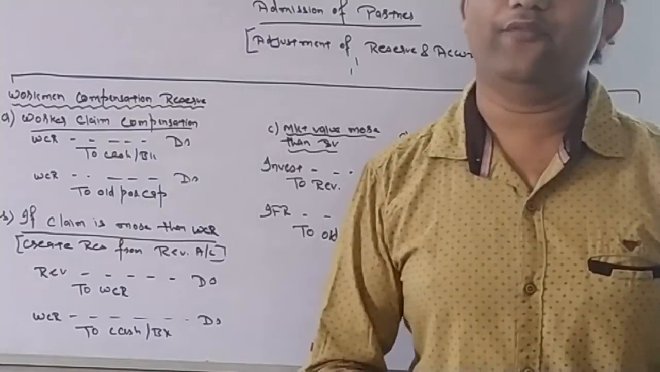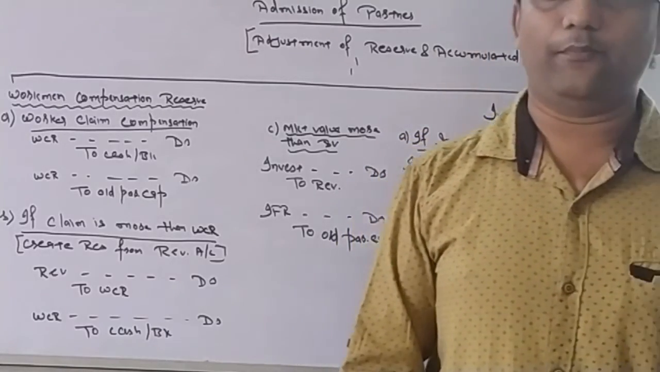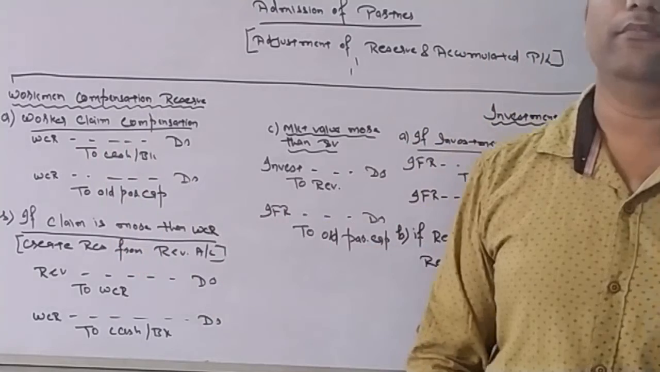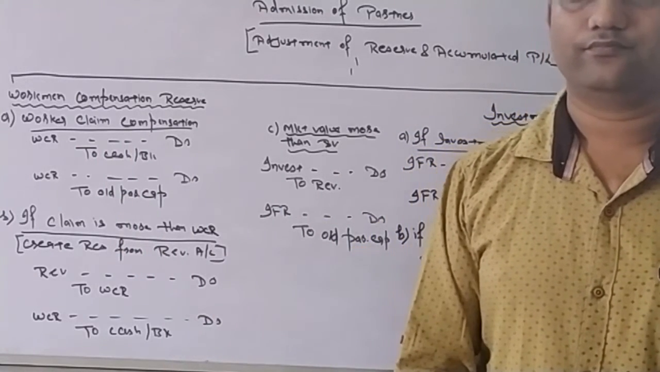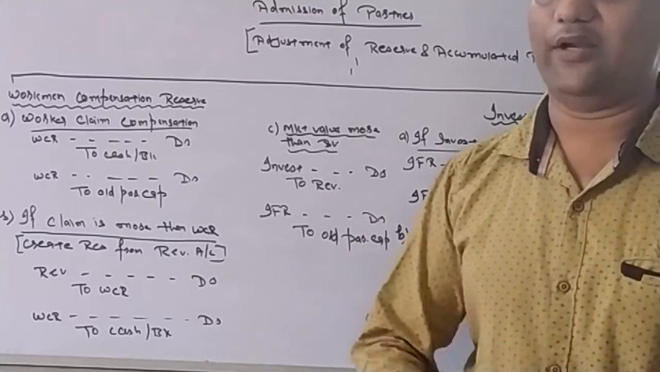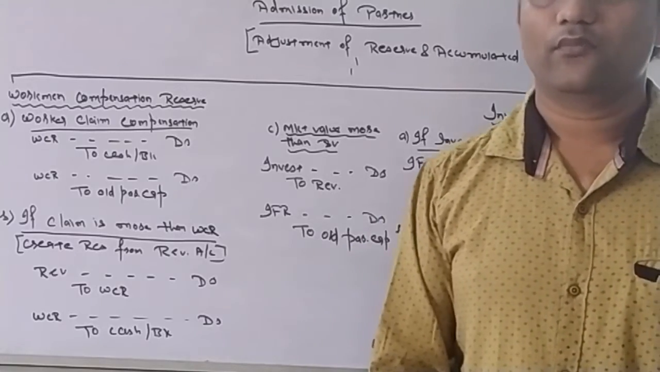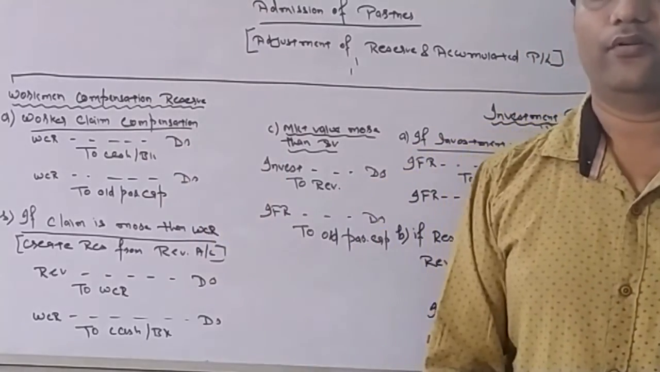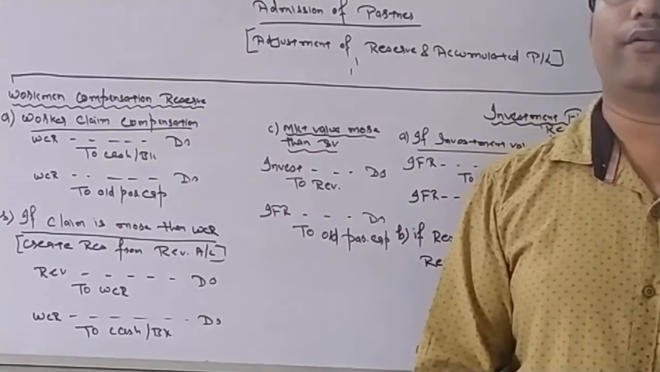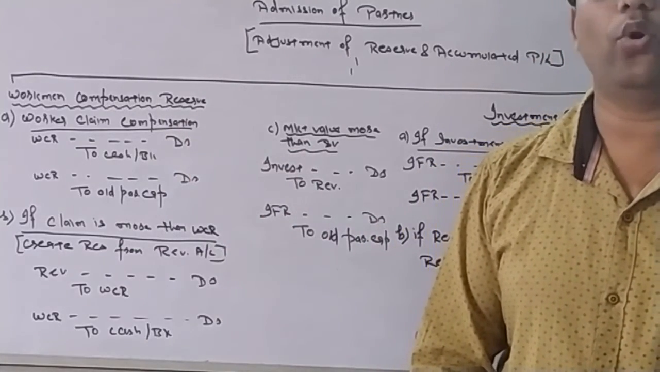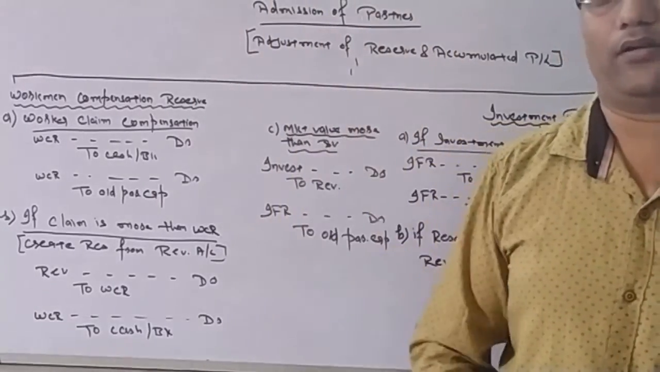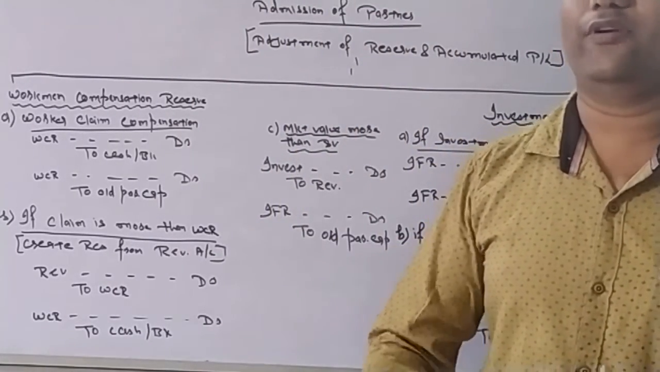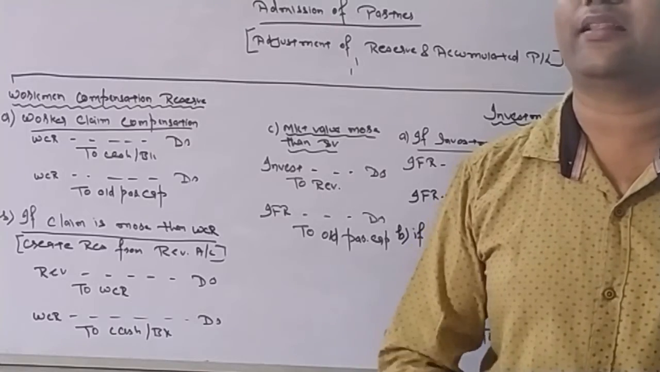What will happen if you have a WCR, Workman Compensation Reserve, and no claim has been made by an employee? No injury was there. At the time of admission, there is no injury. We can utilize that reserve. We can distribute that reserve among the partners, the old partners. So the entry we have learned: reserve account debit to old partners' capital. But what will happen if there are some cases in it?